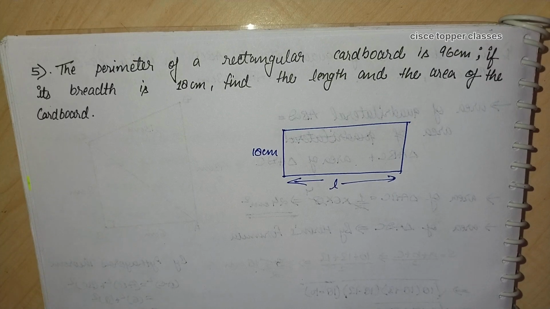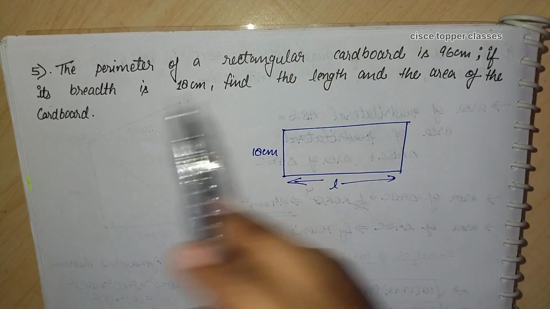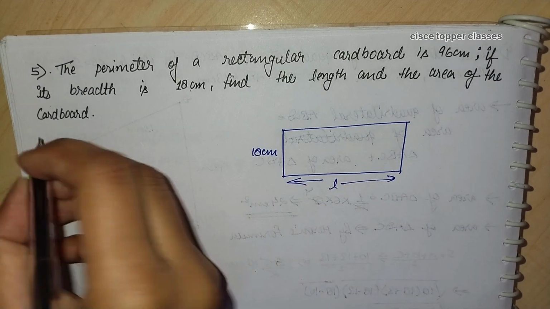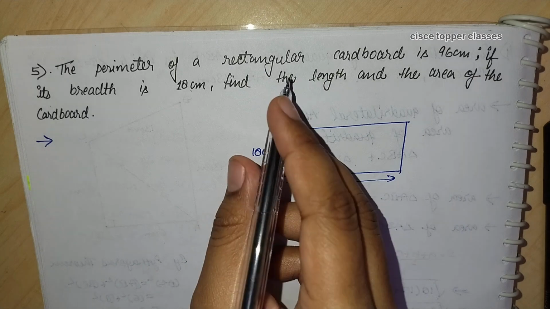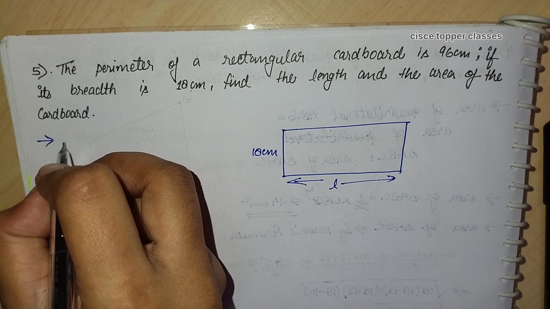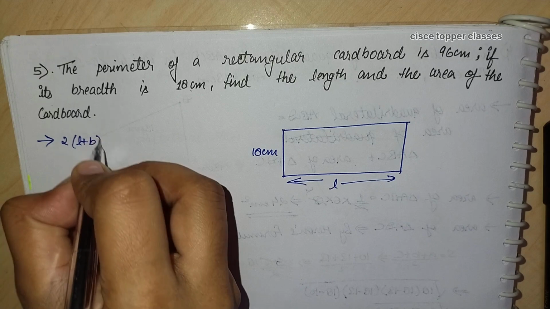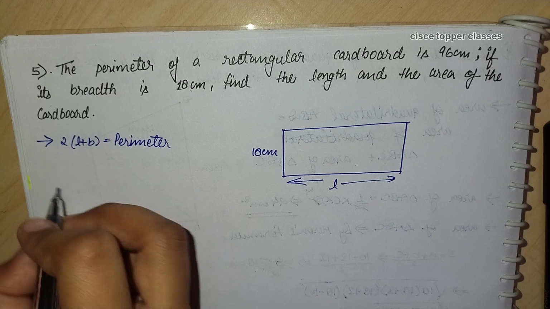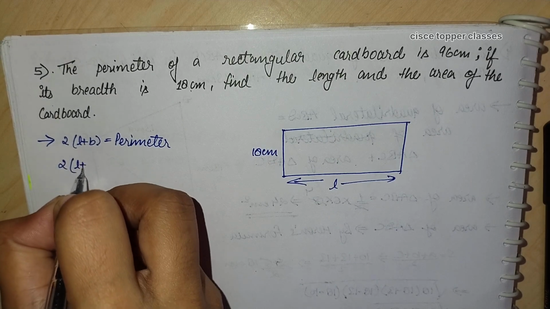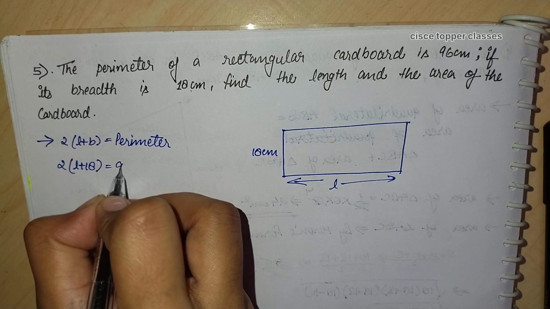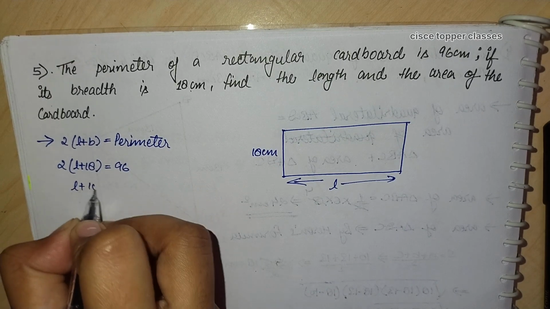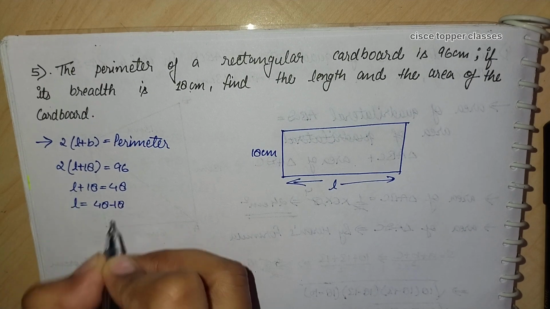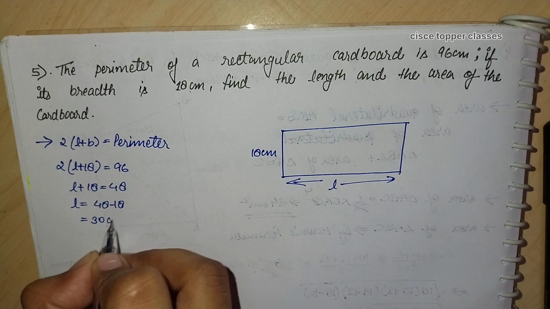Let us solve here the fifth question. The perimeter of a rectangular cardboard is 96 centimeter. If its breadth is 18 centimeter, we have to find the length and the area of the cardboard. So here breadth is given, we have to find the length. The formula for the perimeter of a rectangle is 2 into length plus breadth is equal to the perimeter. So we will put the value of breadth and perimeter here. This will be 2 into L plus 18 equal to 96 centimeter. Means length plus 18 is equal to 48, and length will be 48 minus 18. So this will be 30 centimeter.